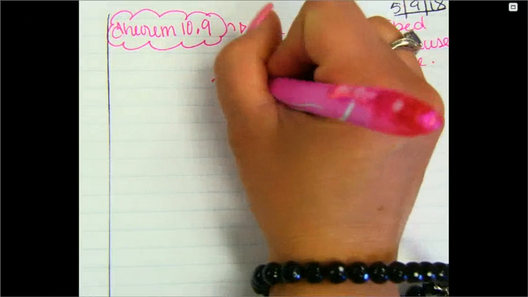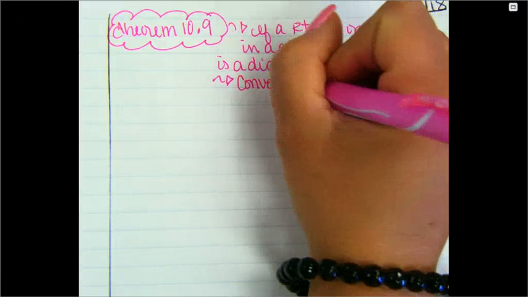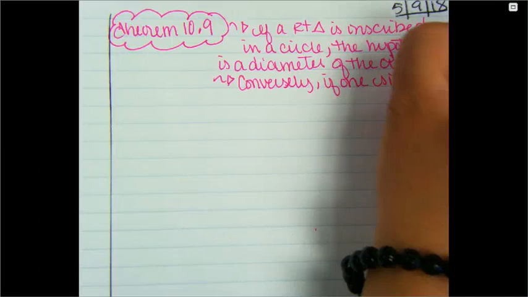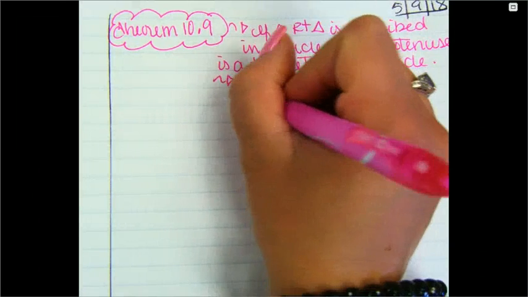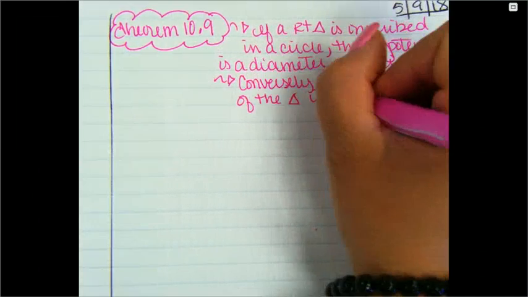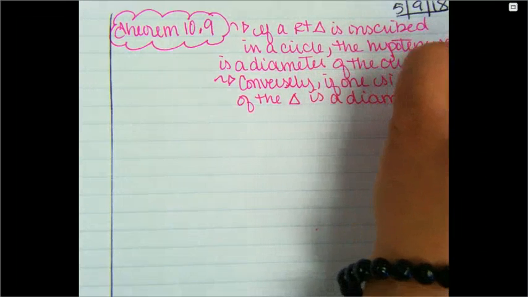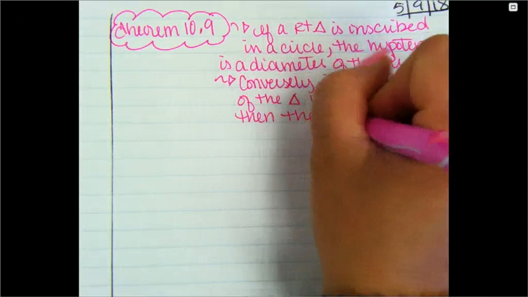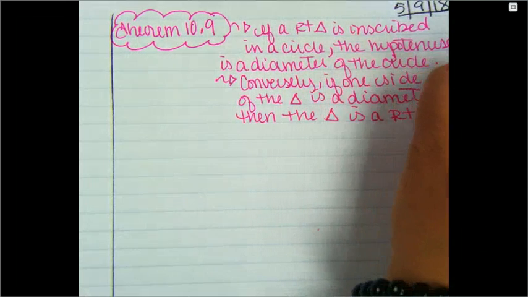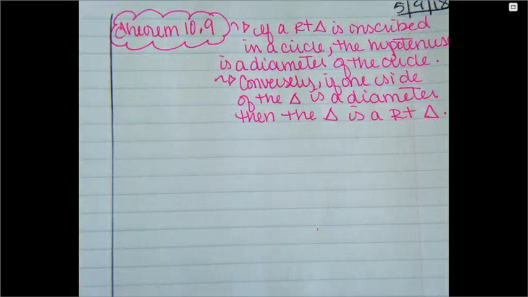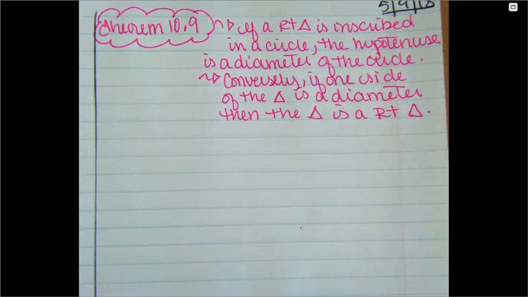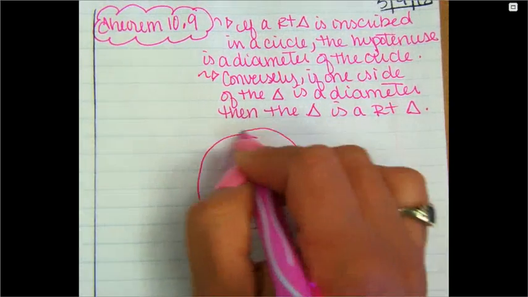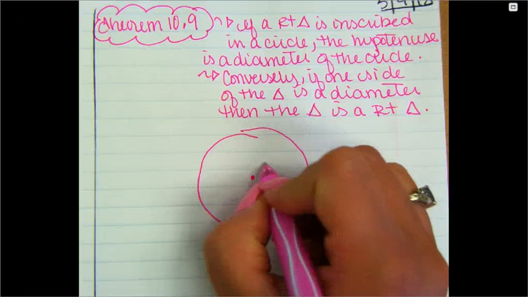Conversely, if one side of the triangle is a diameter, then the triangle is a right triangle. Circle. Center.